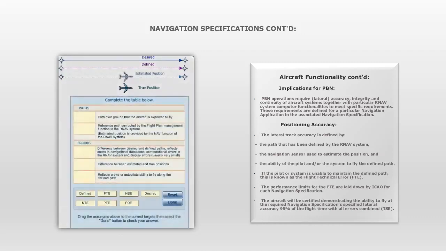Positioning accuracy. The lateral track accuracy is defined by the path that has been defined by the RNAV system, the navigation sensor used to estimate the position, and the ability of the pilot and/or the system to fly the defined path. If the pilot or system is unable to maintain the defined path, this is known as the flight technical error. The performance limits for the flight technical error are laid down by ICAO for each navigation specification. The aircraft will be certified demonstrating the ability to fly at the required navigation specifications. Specified lateral accuracy: 95% of the flight time with all errors combined, TSE.